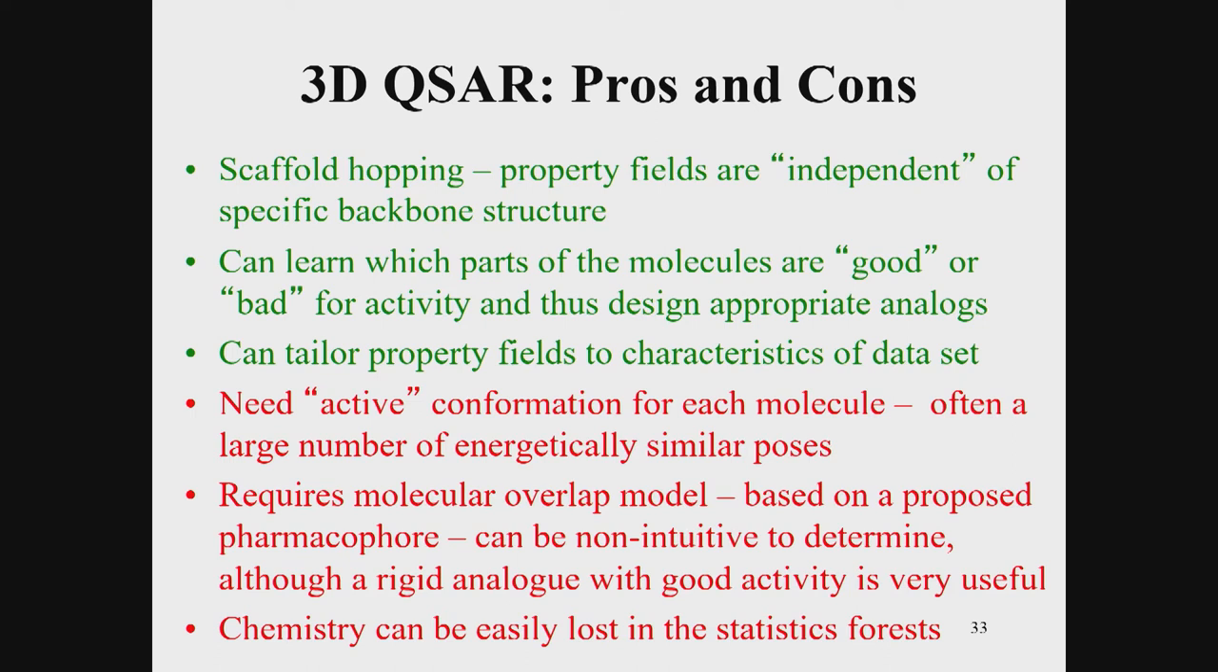And the way to start that is to create a pharmacophore. A pharmacophore would be the collection of most important features of the molecule. This can sometimes be non-intuitive because it's difficult to say what the most important part of the molecule is if you don't know anything about how it binds. But if you have good activity on a rigid analog, that can really help.